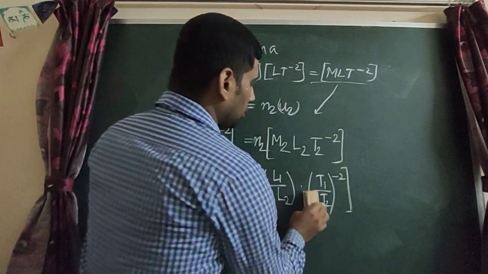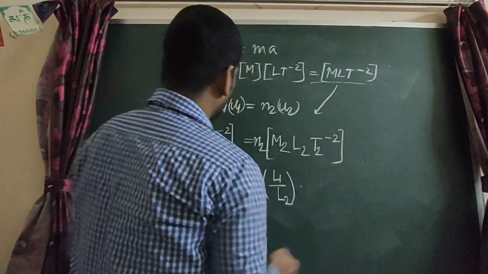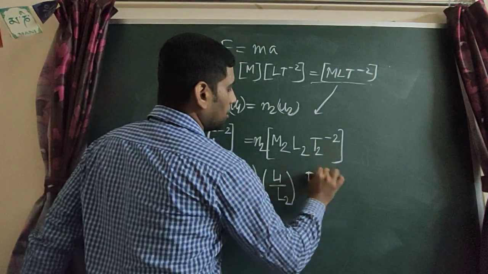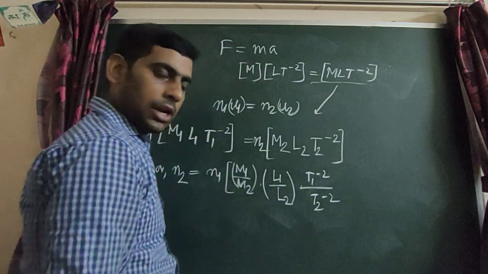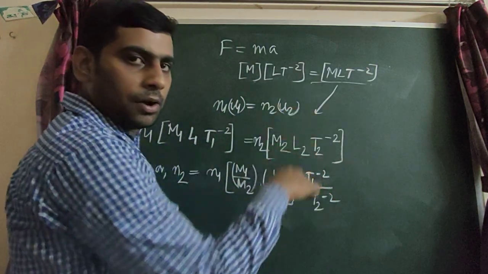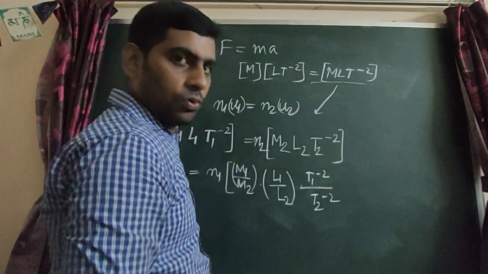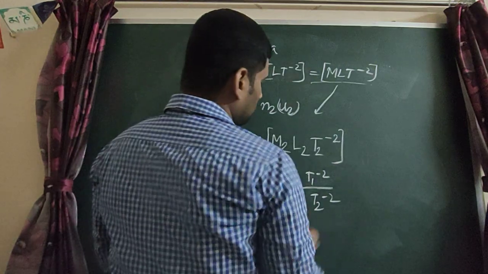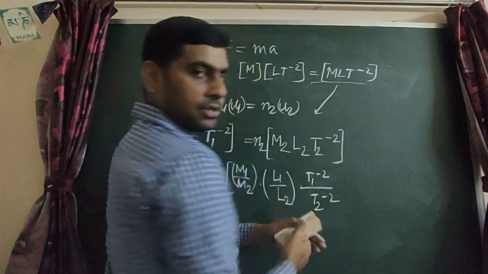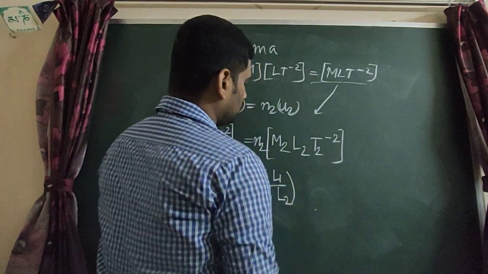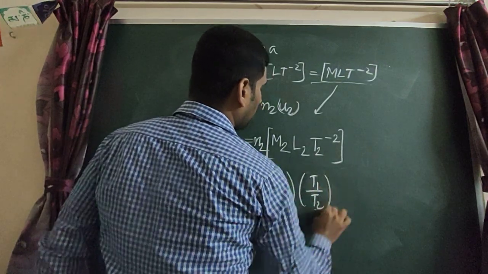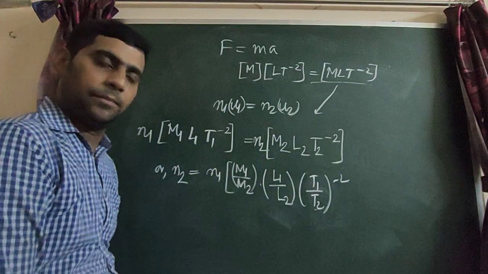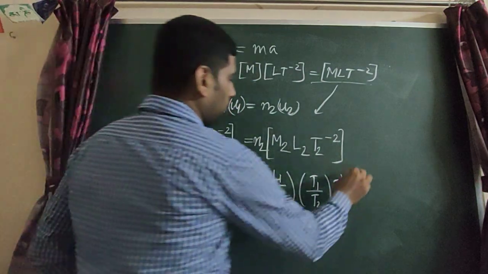If you have any confusion, let me just clear this one. This is T1 to the power minus 2 divided by T2 to the power minus 2. Clear? So T1 by T2 to the power minus 2, whole to the power minus 2. So from this we are getting this. So I am just writing here. Clear?